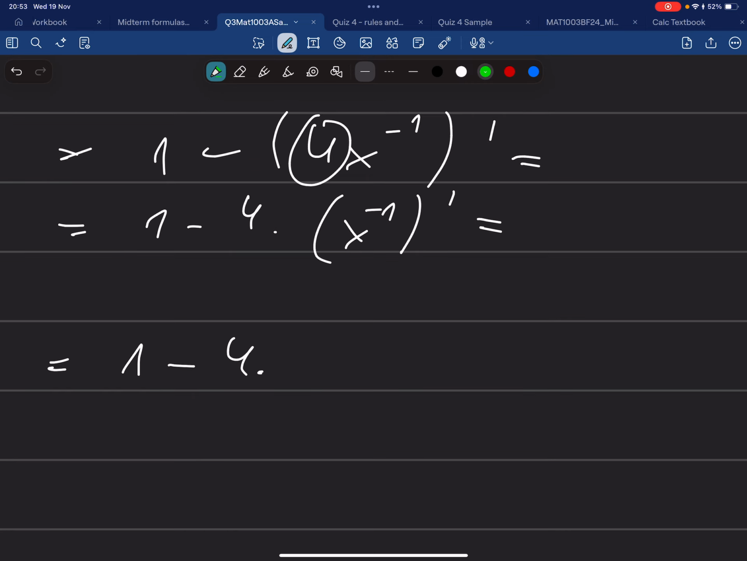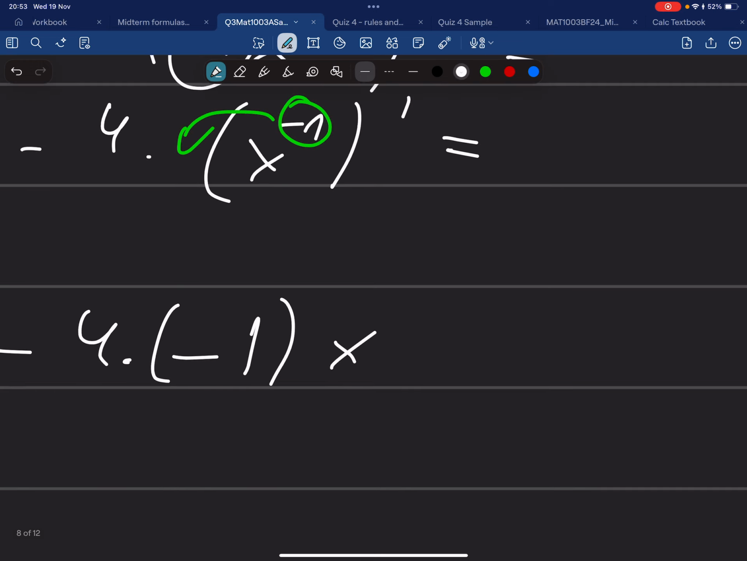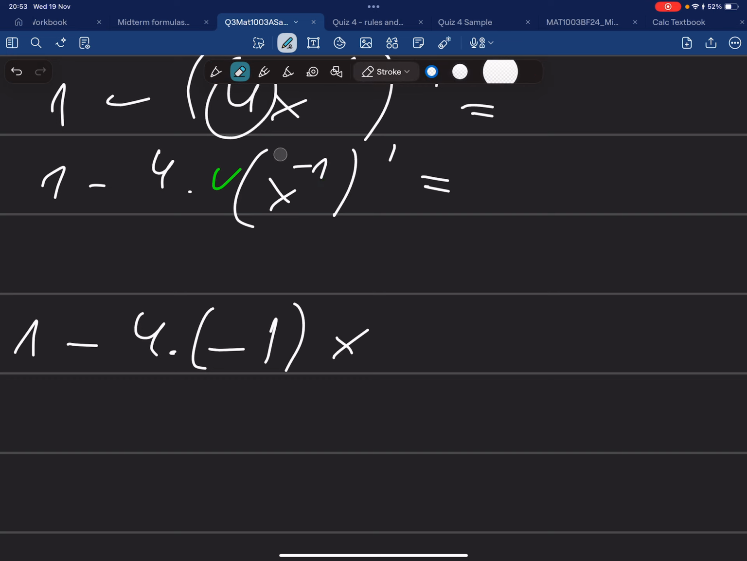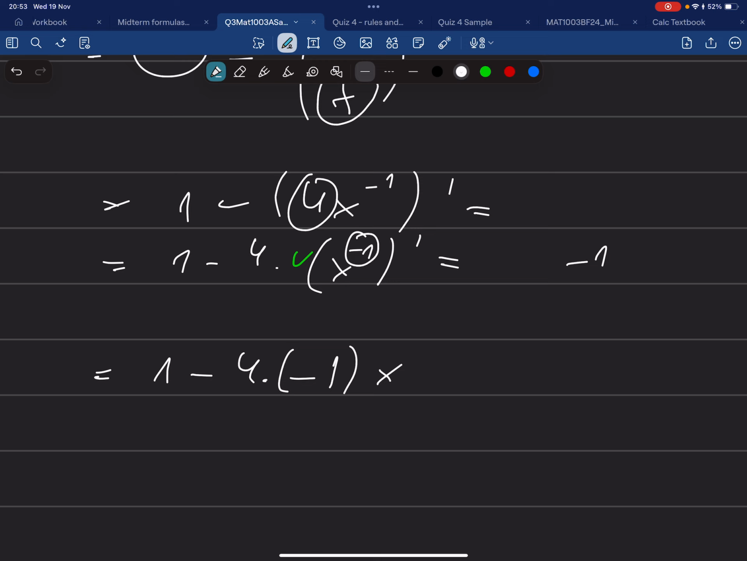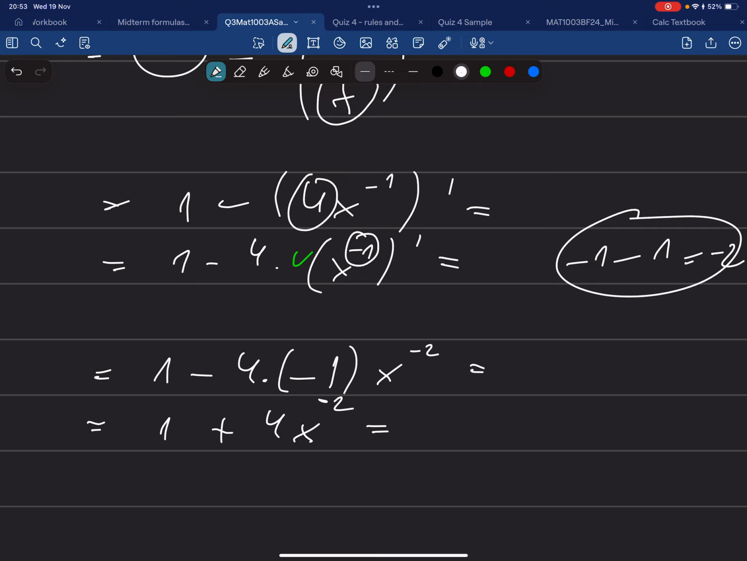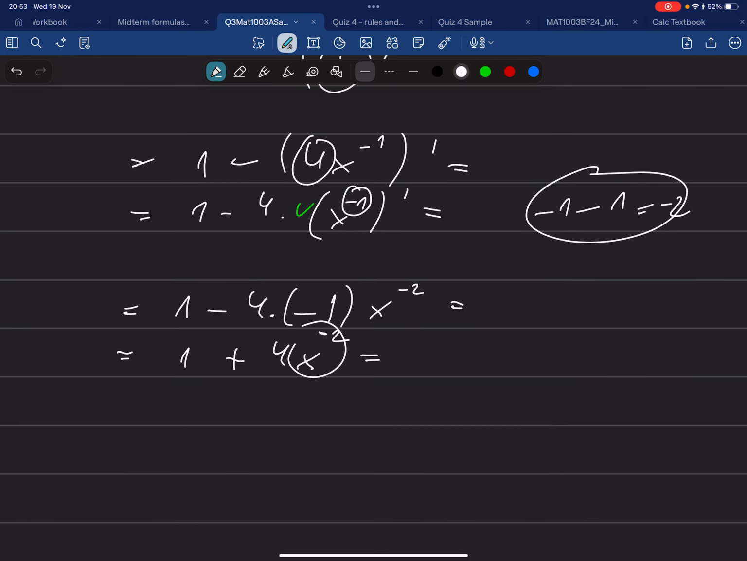And now for the derivative, first step is we bring this down. So it's going to be times minus 1. Then we copy the x. And the new exponent here would be the current one, minus 1. So we already have minus 1. And we subtract 1 more and we get minus 2, right? So that's 1 plus 4x to the minus second power. And then I can simplify by writing this as 1 plus 4 over x squared. Okay?